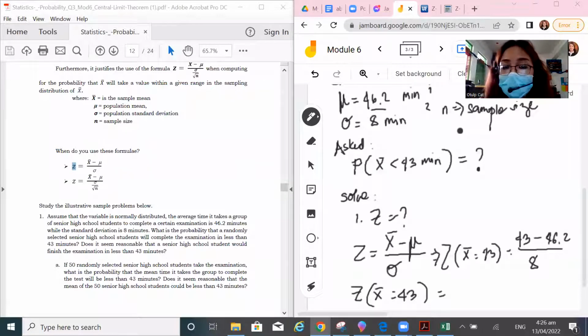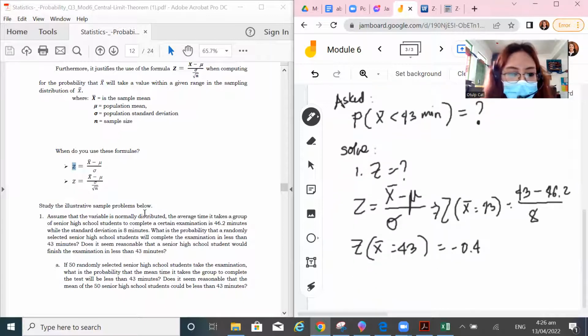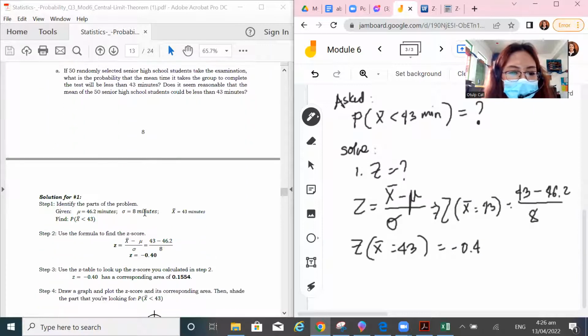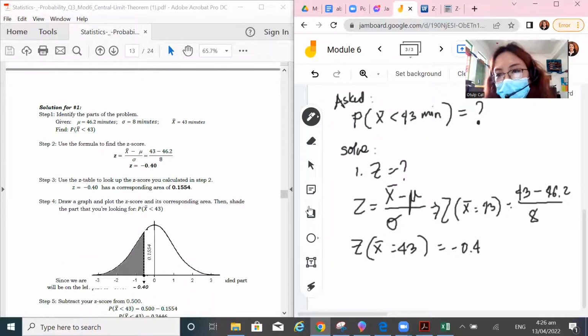Based on the calculation, the answer is negative 0.4. So we place that in this area. Now that we have a z-score, for this module, the solution is here. So we have here step 1. We use the formula to calculate the z-score. The answer is negative 0.4.